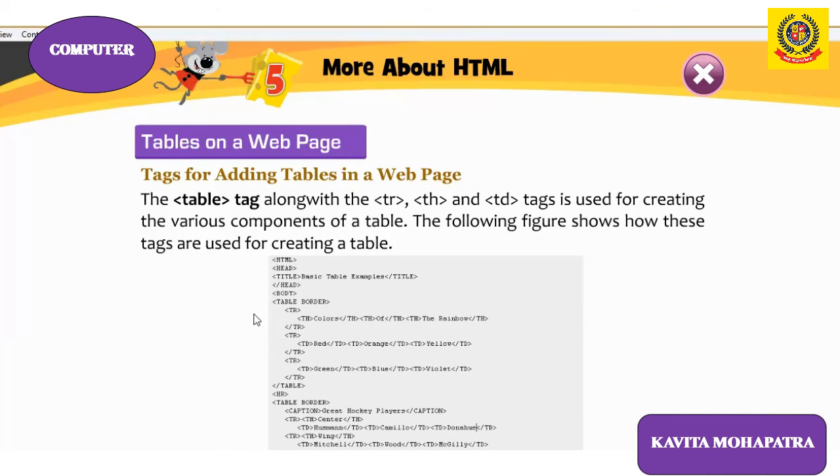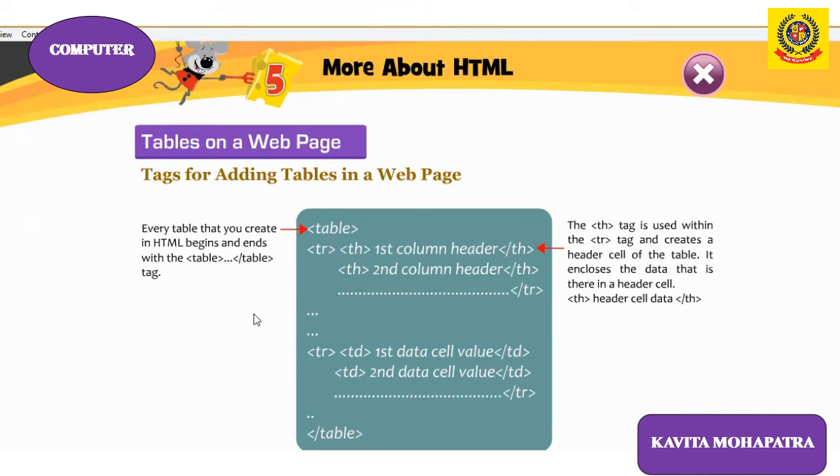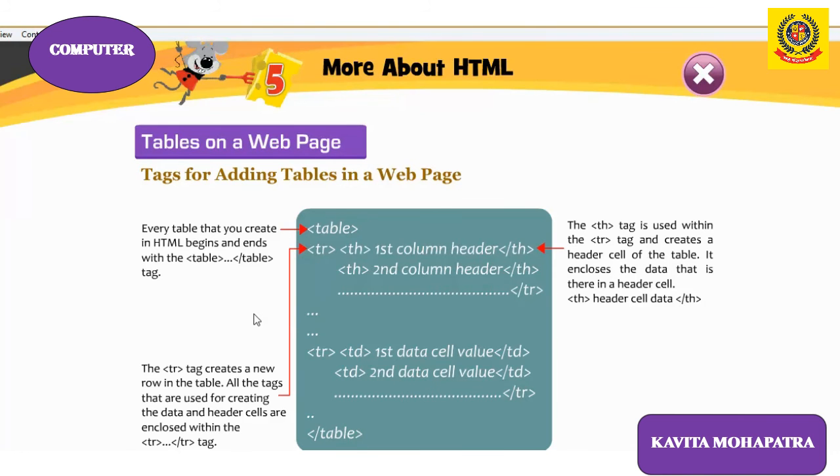First, the table tag along with the tr, th, td tags is used for creating the various components of a table. One example is given on page number 84, so you have to write this syntax. Every table you create in HTML begins and ends with the table tag, and the th tag is used within the tr tag and creates the header cell of the table. It encloses the data that is there in the header cell.